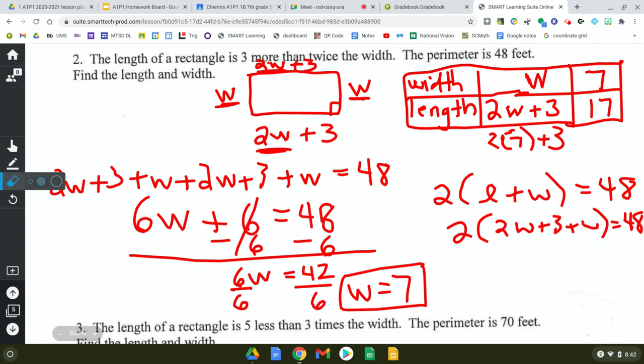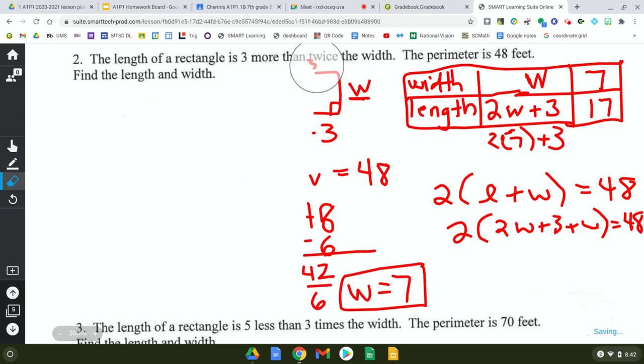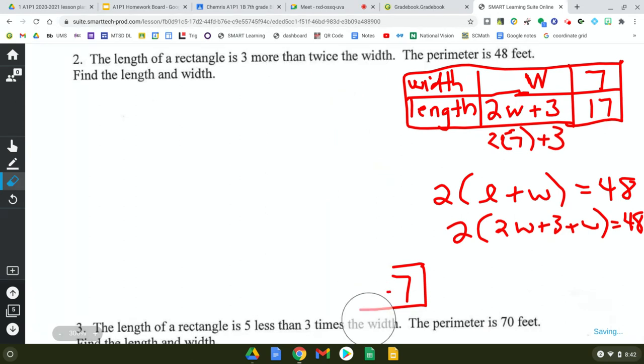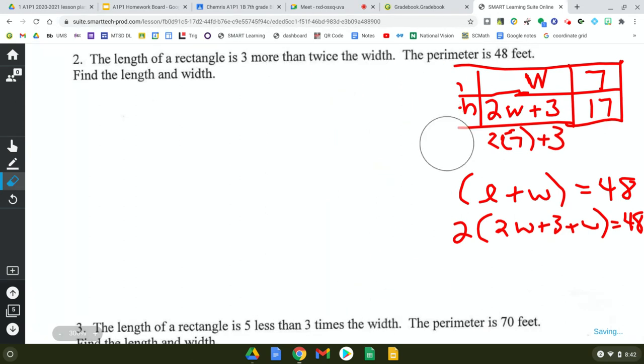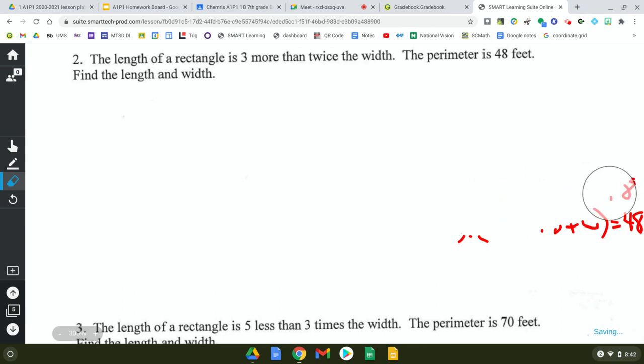Now, let's move on to number 3. And I want everyone to try number 3 on your own right now. Start out by drawing a rectangle and doing a chart where you're defining your width and your length, and see if you can come up with the equation on your own.